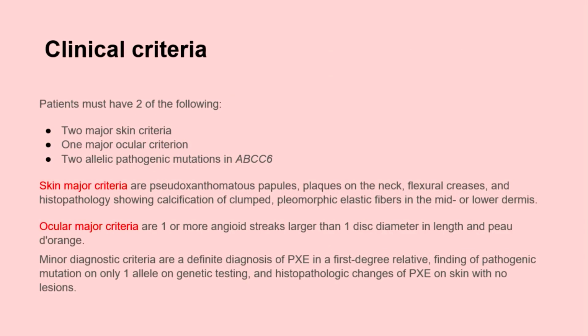And the histopathology shows calcification and pleomorphic elastic fibers in the dermis. And in the eye, the criterion is more than one angioid streak of more than one disc diameter in length, along with a peau d'orange appearance. The minor diagnostic criteria are histopathologic changes in the skin, along with a one-allele mutation in the ABCC6 gene.